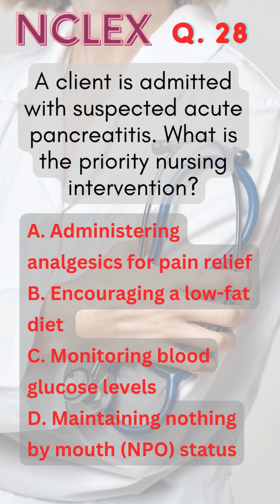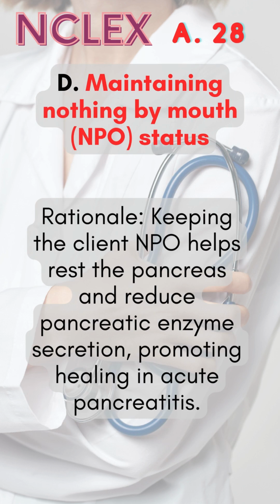Question. A client is admitted with suspected acute pancreatitis. What is the priority nursing intervention? A. Administering analgesics for pain relief. B. Encouraging a low-fat diet. C. Monitoring blood glucose levels. D. Maintaining nothing by mouth, NPO, status. Rationale: keeping the client NPO helps rest the pancreas and reduce pancreatic enzyme secretion, promoting healing in acute pancreatitis.